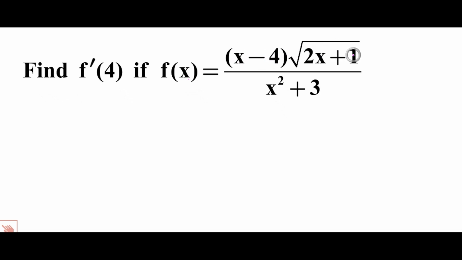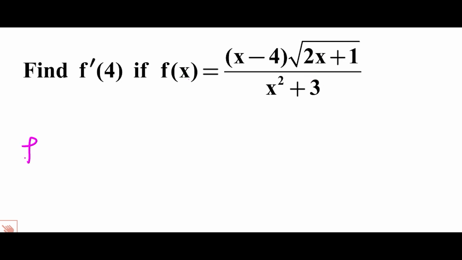Or find f prime of 4 if f of x is equal to x minus 4 times the square root of 2x plus 1 over x squared plus 3. At x is 4, x minus 4 becomes 0, so that part is the only part we really need to differentiate. So the derivative of x minus 4 is 1. And then for the rest, we just plug in the value of x.